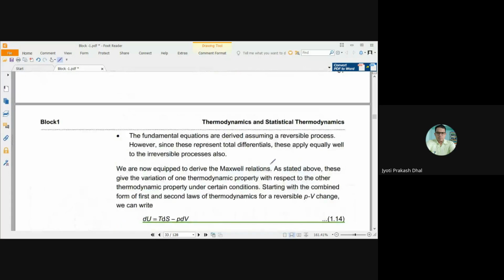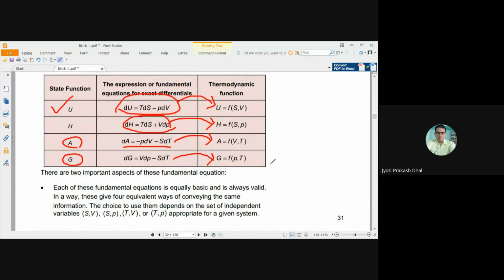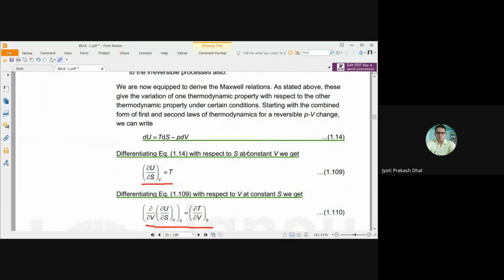Now, these are the four fundamental equations of state, or the four fundamental equations for exact differentials. From these fundamental equations, we can derive the Maxwell's relationships. How can we derive them? We will discuss just one. After that, in a similar method, you can do all the others. So the first fundamental equation is dU equals TdS minus PdV.